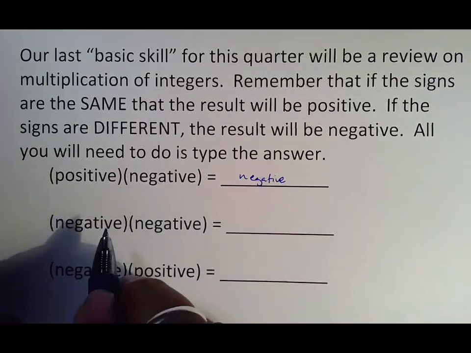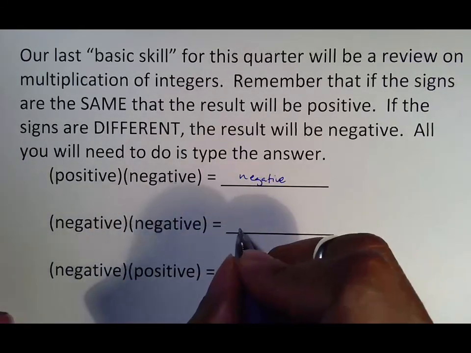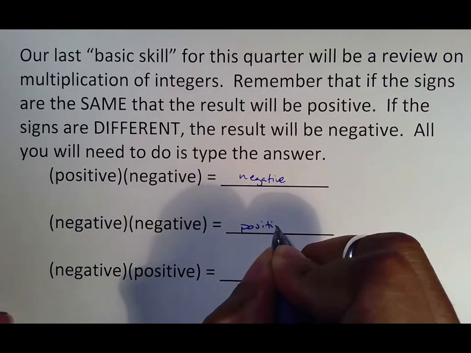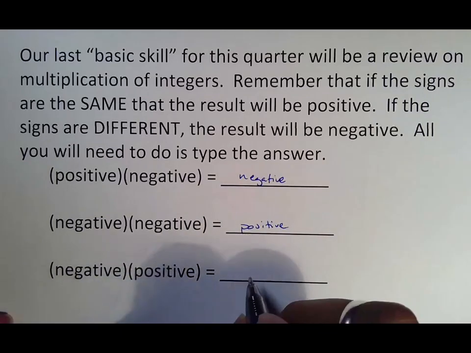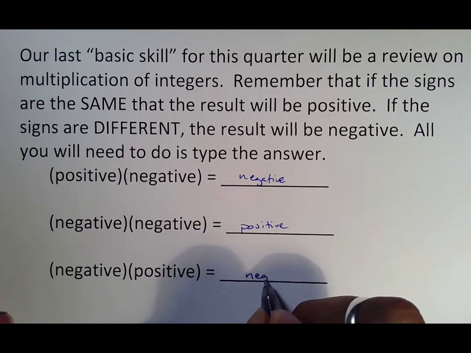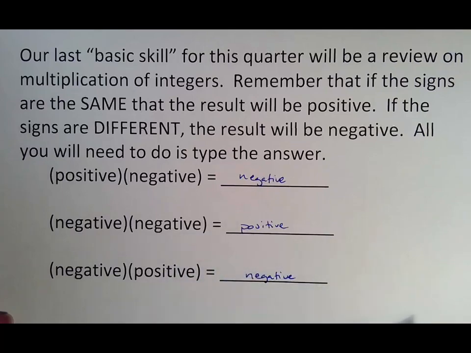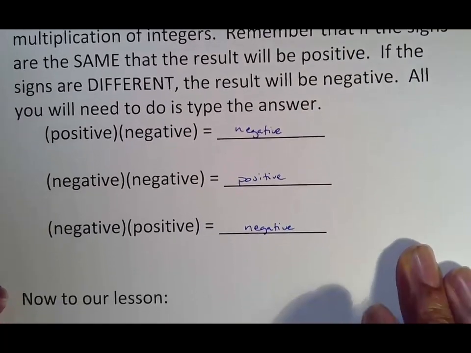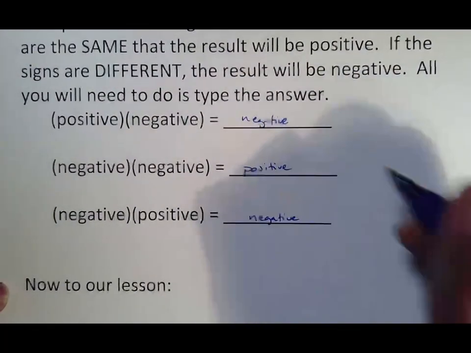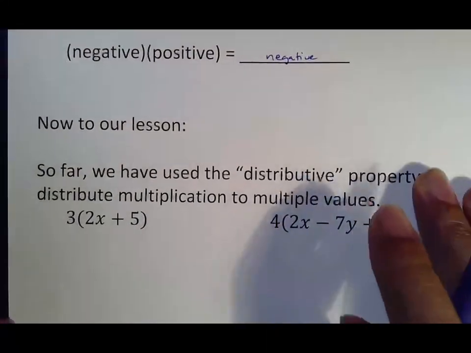Would be negative. Negative times negative, the signs are the same. This would be positive. Negative times positive, signs are different, so this would be negative, and that's all you're doing. There's 3 on that one, and you just go ahead and go through it. And I even think it's set up to tell you which one you need to fix if you messed up. So now to our lesson.